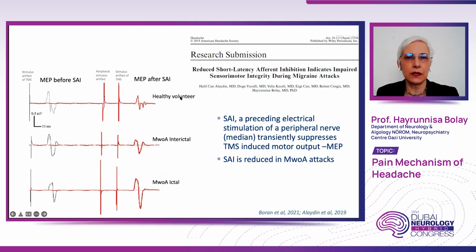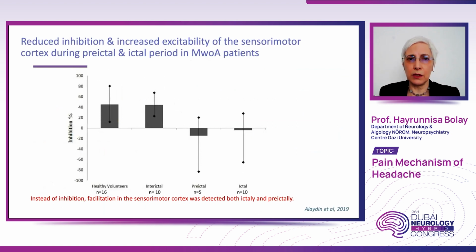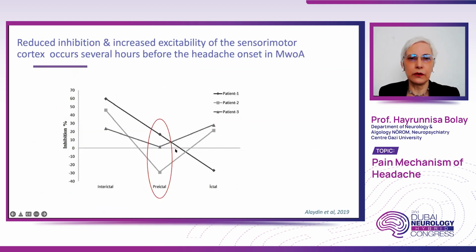This is the normal reaction we observed in the healthy volunteers and also in migraine without aura patients interictally, but during the ictal phase, the inhibition is reduced, and SAI is reduced during the attacks. And reduced inhibition and increased excitability of the sensorimotor cortex is much more prominent in the pre-ictal phase compared to the ictal phase. And actually, we have three longitudinal studies in cases.